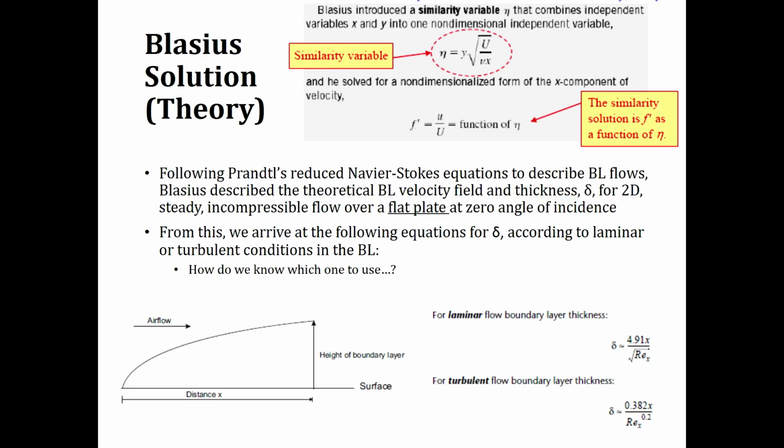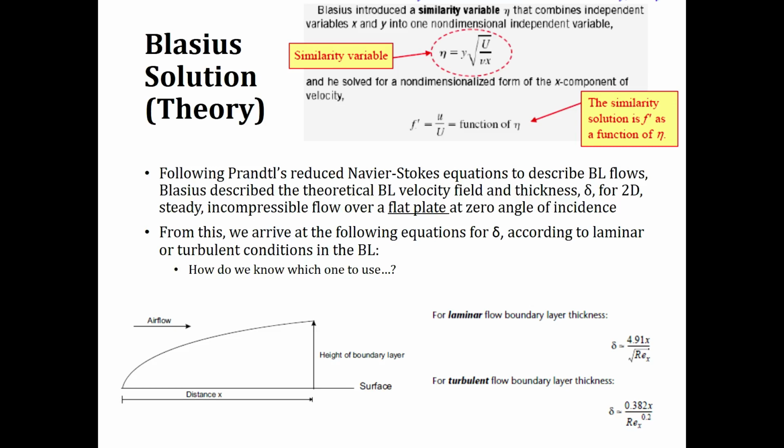Prandtl originally used a reduced version of the Navier-Stokes equation to describe boundary layer flows by removing certain terms. Blasius then solved that for a simplified version of flow over a single flat plate. That's what Blasius's solution is all about. From his work, we arrive at two equations, which are going to be important to you, that describe the boundary layer thickness in terms of the Reynolds number and the distance x along the plate. Both find boundary layer thickness: one if you've got a laminar boundary layer, the other if you've got a turbulent boundary layer.